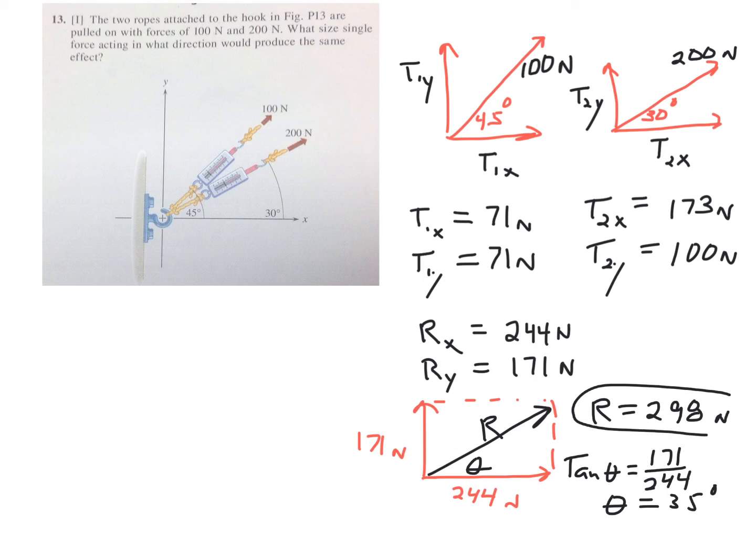So that's your magnitude and direction of the resulting vector when you add those two vectors together. It's almost 300 newtons because they're close to being lined up.